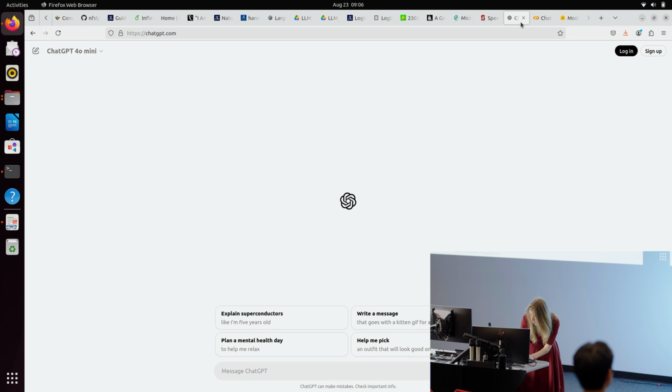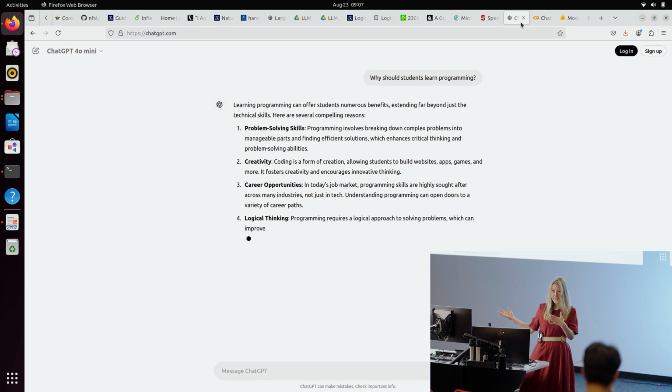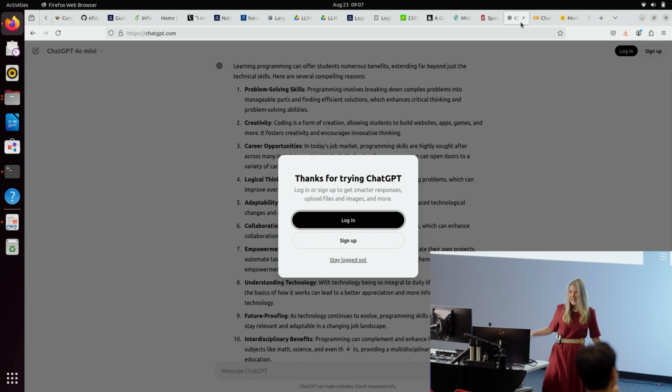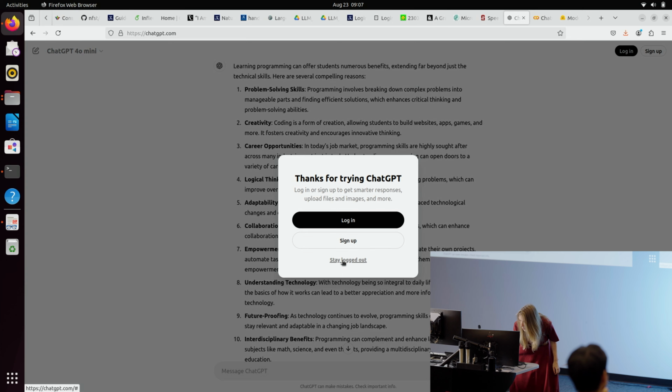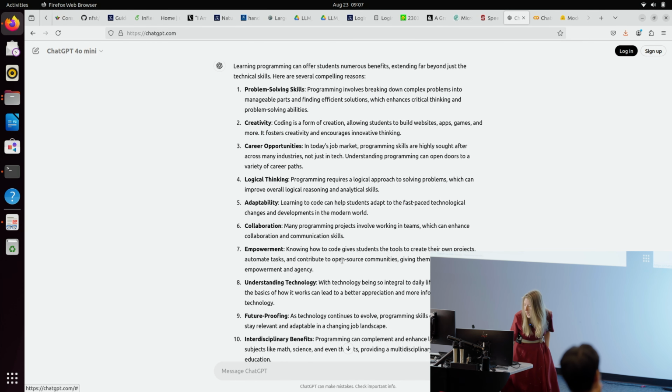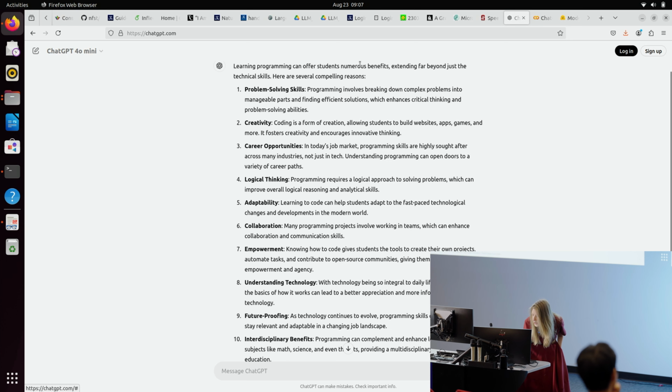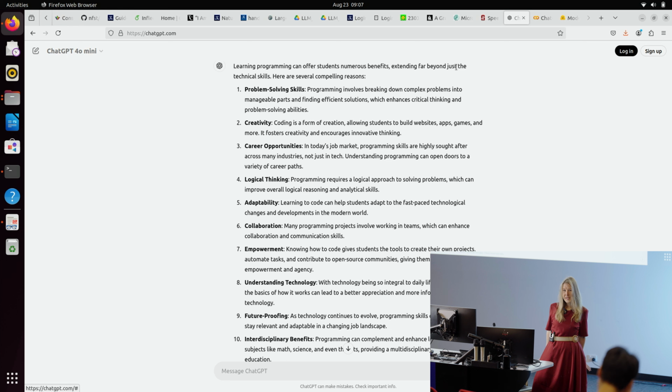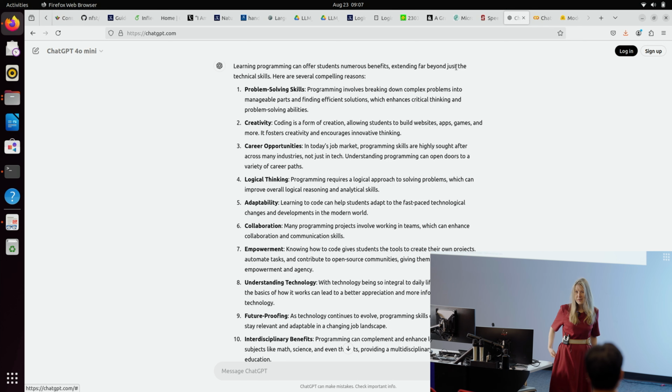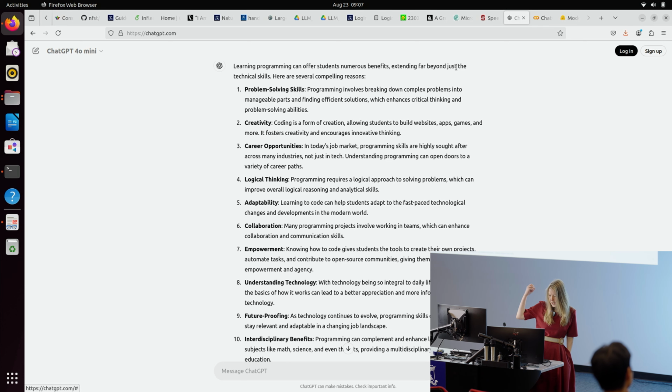For instance, I can ask, why should students learn programming? And it answers, right? So it generates something for us. Does it make sense to you? We can read what it outputs. It says, learning programming can offer students numerous benefits extending far beyond just the technical skills. It says there are different aspects that you learn, such as problem solving skills, creativity. This is what we discussed when we mentioned the Yoda of Silicon Valley, Donald Knuth. He also mentioned these aspects, logical thinking, career opportunities.